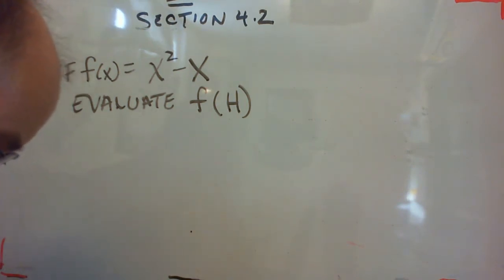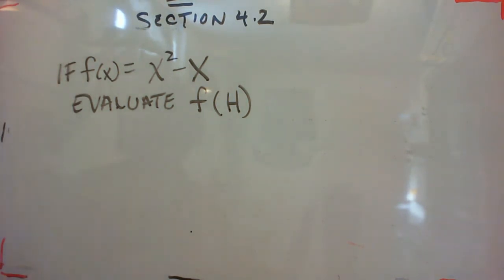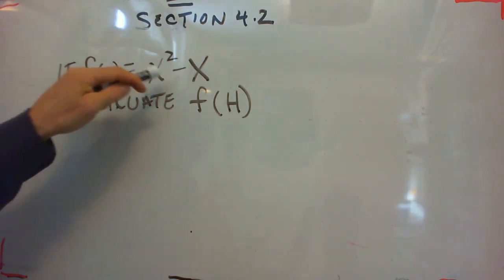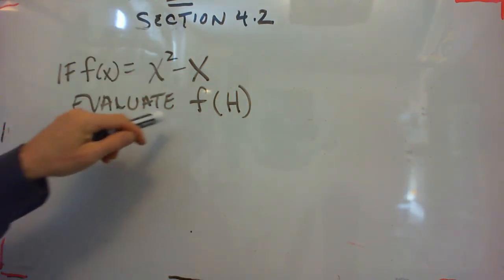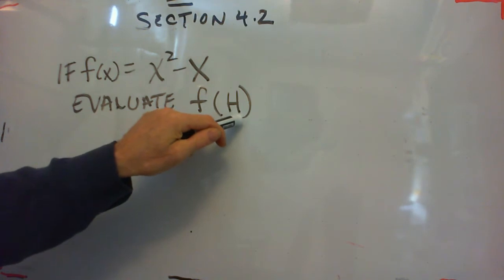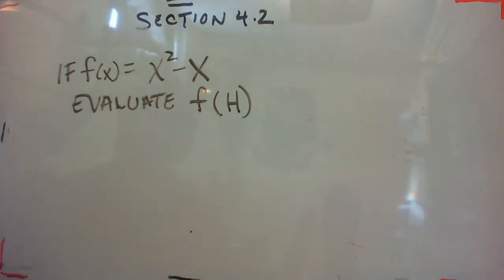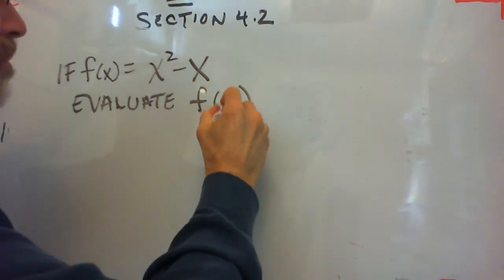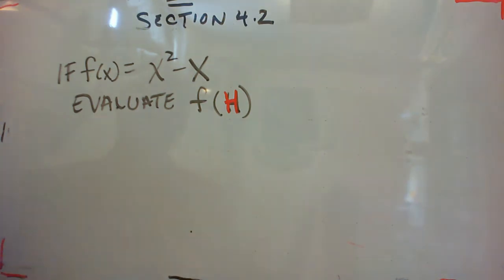Okay, let's try one like number 7. Our formula is f of x equals x squared minus x, and we are to evaluate f of h. Well, h is our input value. It's not a number, it's a variable, but we can plug it into the formula just the same.